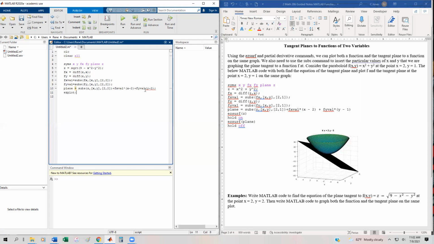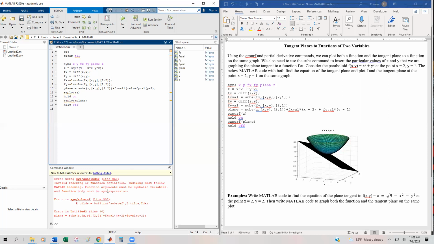We're going to plot our plane, and also the function. So let's just ezplot z. We're going to hold on, and we are going to ezplot our plane, and we're going to hold off. All right, so let's give it a whirl and see what happens. I put x plot instead of ezplot, so good thing I caught that beforehand. Just scanning over my code really quickly, and let's give it a run.